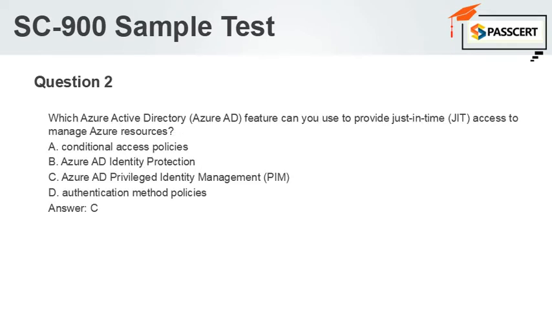Question 2. Which Azure Active Directory, Azure AD, feature can you use to provide just-in-time, JIT, access to manage Azure resources? A. Conditional access policies. B. Azure AD identity protection. C. Azure AD privileged identity management, PIM. D. Authentication method policies. Answer: C.